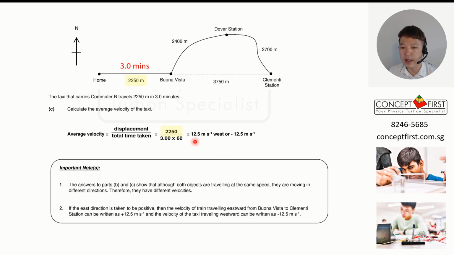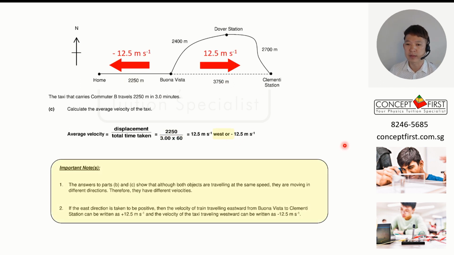So we have right now the average velocity for commuter B from Buena Vista to home, which is directly towards the left or westward. Okay, take note that 3 minutes we convert to seconds. So we take 3 multiplied by 60 seconds, we have this. Now here you notice that we're going towards the west, so you have to indicate the direction, or because right side is positive, so westward will then be negative right here.